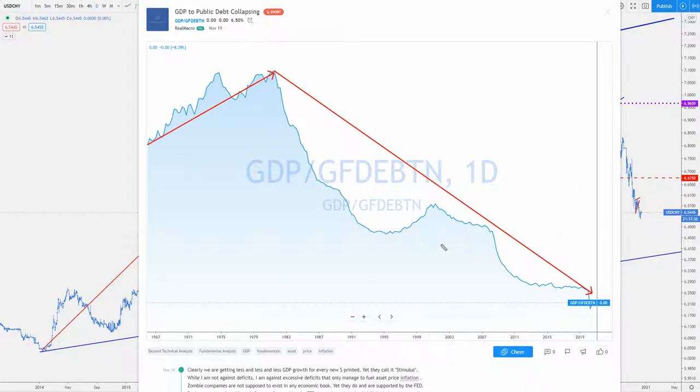I've shown this chart many times, but what you're going to see is that in the 70s, going all the way up to the 80s, we had more GDP growth than public debt, and the economy kept growing. Well, since then, you're getting less and less GDP growth with every new dollar that is created. And this is only public. There's a lot more to this than just public, because you got to create money from banks as well.